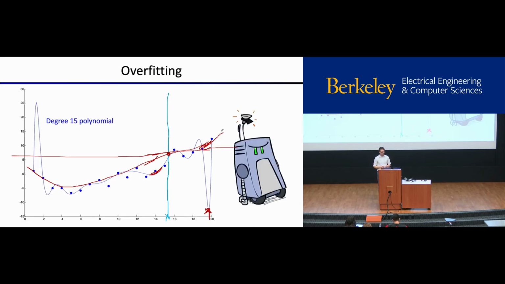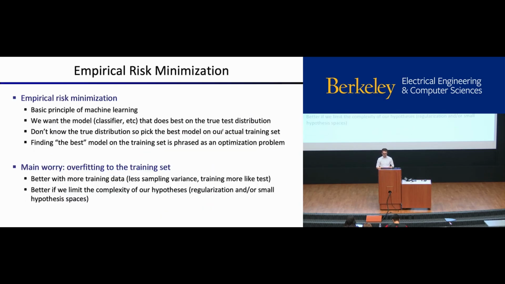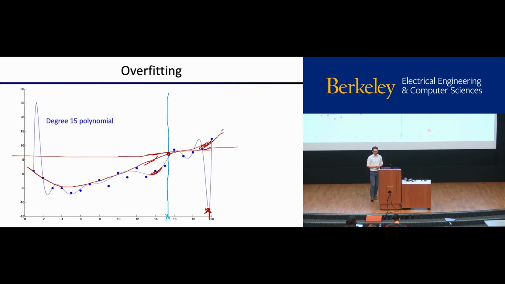Okay, so the main worry is overfitting. There's also a possibility that we could be underfitting as well. So there's a couple of different problems here. But basically, all these problems go away if we have more training data or if we limit the complexity of our hypothesis. So here we had a couple of different models.